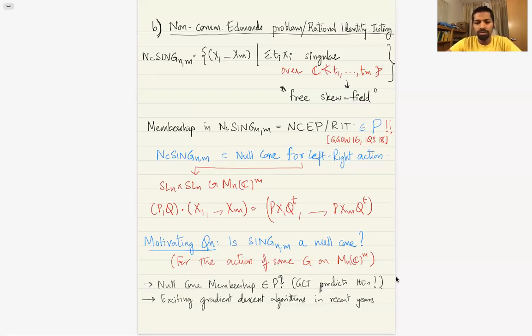But let me be a little bit more precise about why you would want something like this. So the first reason is that we expect null cone membership to have polynomial time algorithms in pretty large generality.